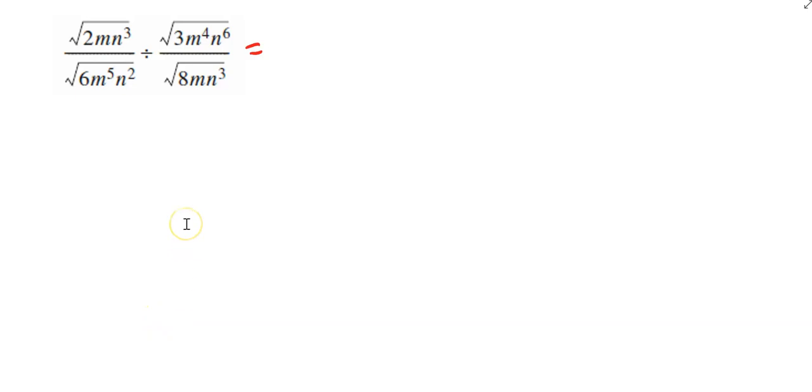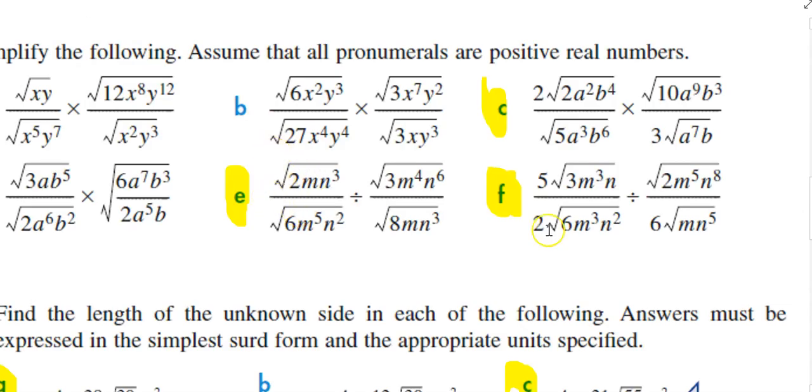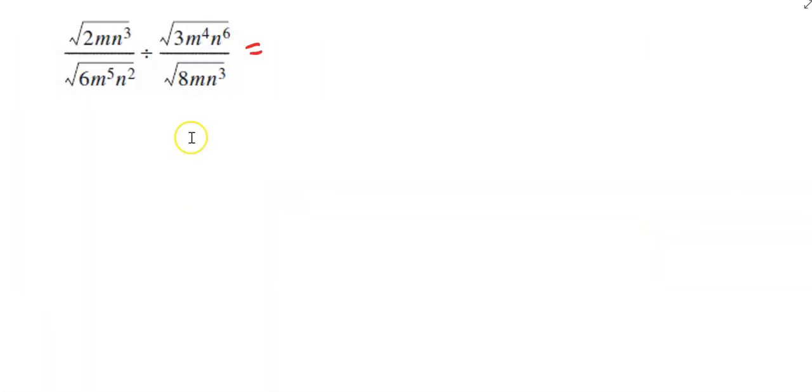I've had a few questions about this one, so I thought I should make a video doing it. It's from the dividing surds tab, question 2E. Problem is that there's a number of different ways to do this question. I'll show you one way. I'm just going to first of all rewrite it over root 6m to the 5n squared.